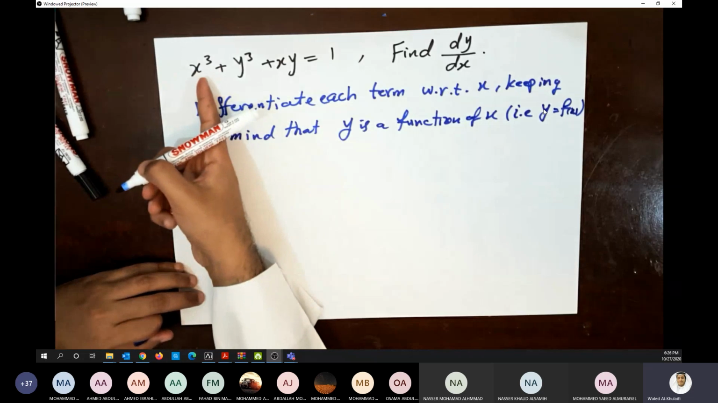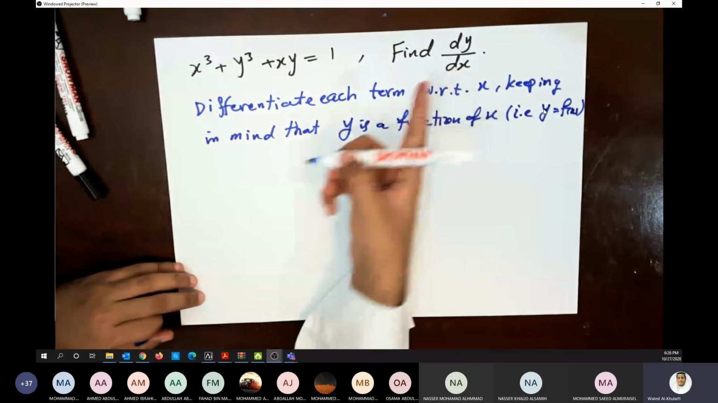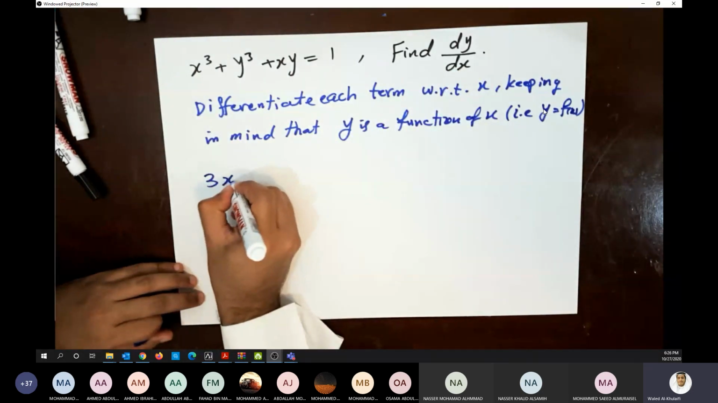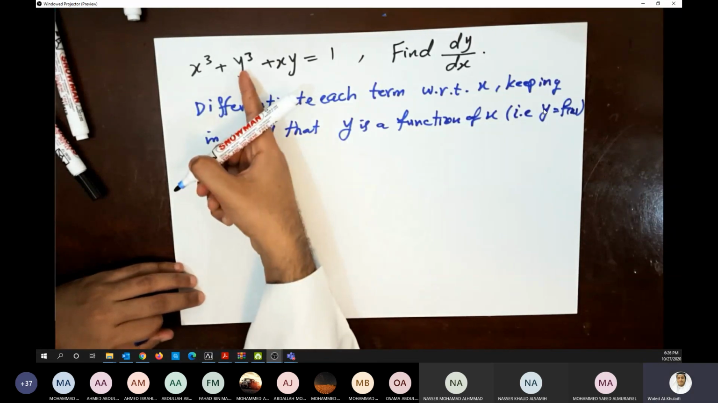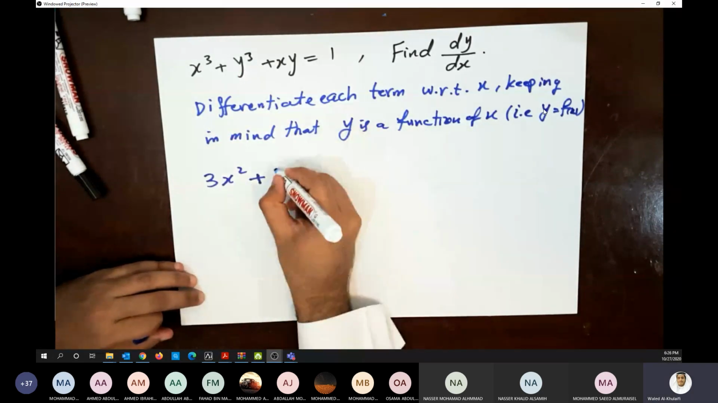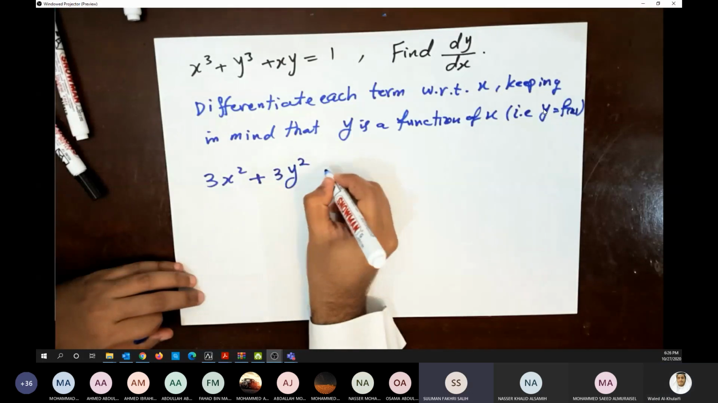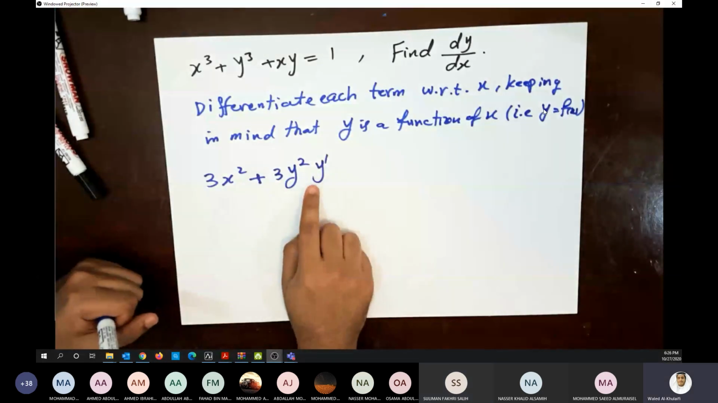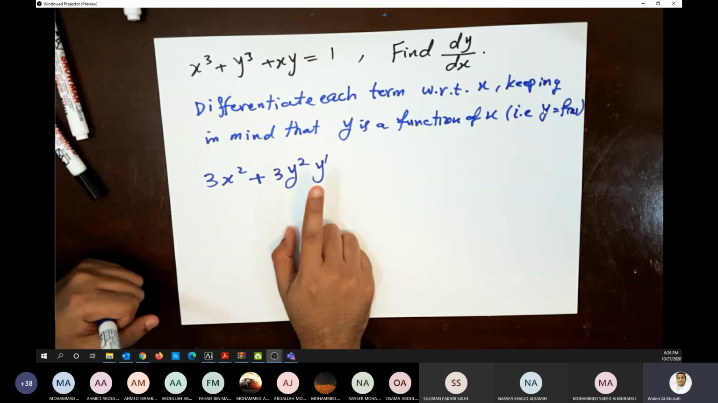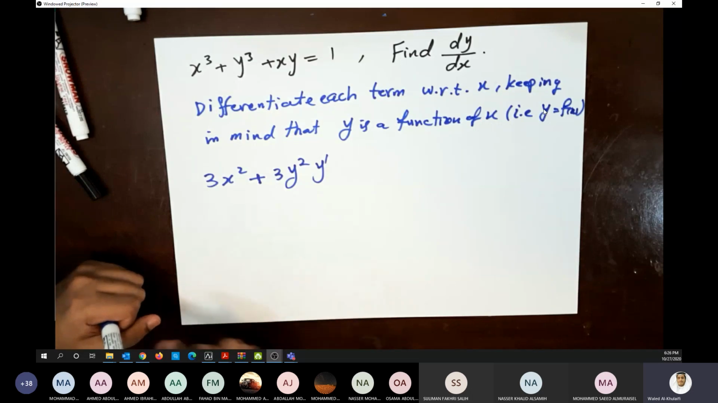What is the derivative of x cubed with respect to x? It will be 3x squared plus. Now what is the derivative of y cubed? 3y squared multiplied by y prime. This is a crucial step, guys. 3y squared times y prime. Why do we have y prime? Because of the chain rule.